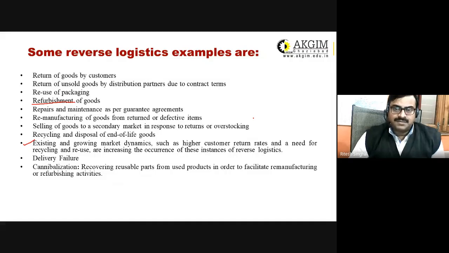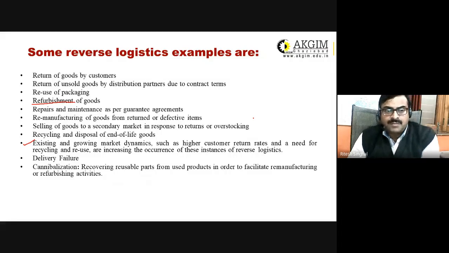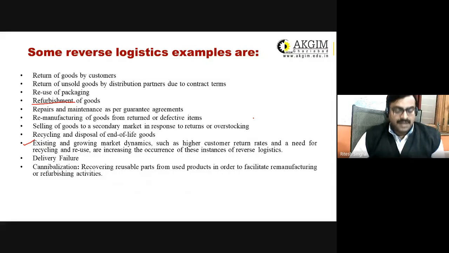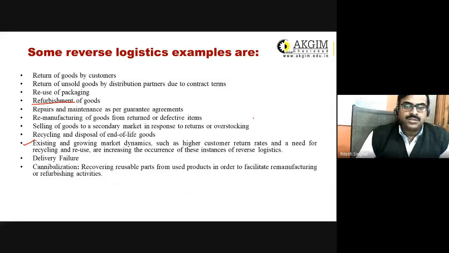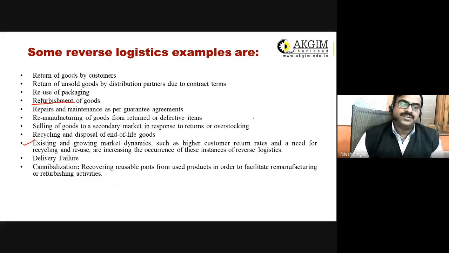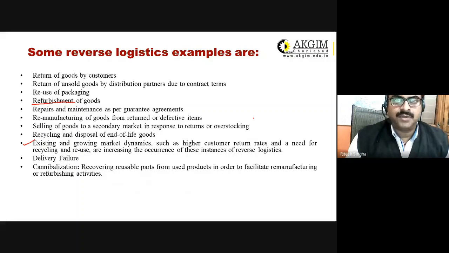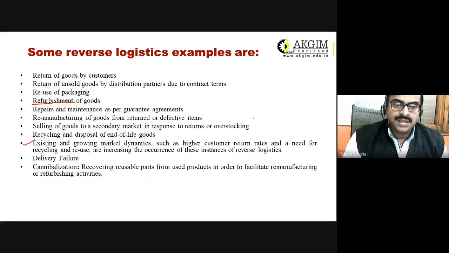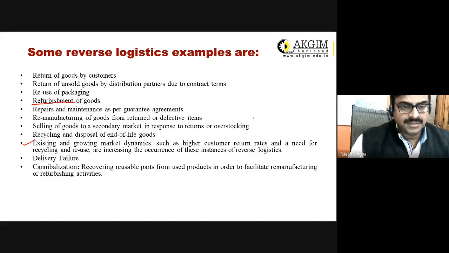Delivery failure sometimes, where you may get a product which is not ordered by you. Again cannibalization, because recovering reusable parts from used products in order to facilitate remanufacturing and refurbishing activities. So you use some reusable part from a product that is not in use, and that particular part is used to create another product, and this activity is called refurbishing activity.